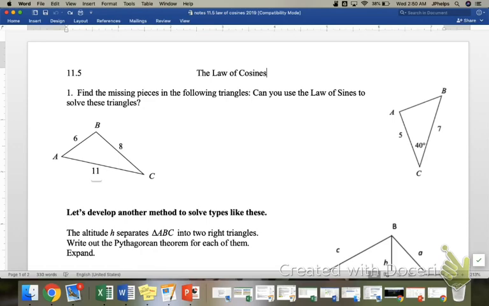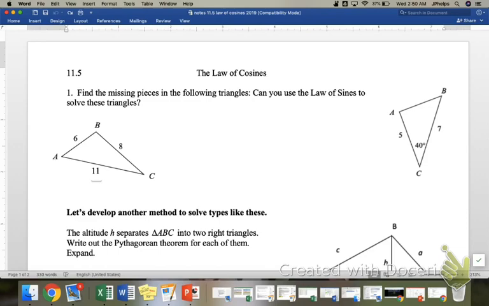So looking at this first problem, it says find the missing pieces in the following triangles. And finding the missing pieces means that we are solving the triangle. For this first problem, we've already got the sides. Side A is 8, side B is 11, and side C is 6. The question is whether or not we can use the law of sines.